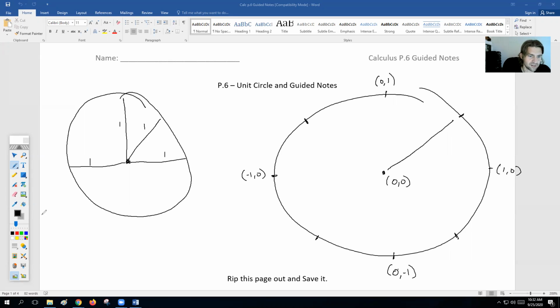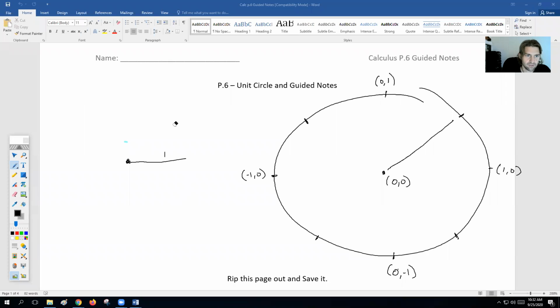So let me erase this work over here. Ooh, really delaying here.